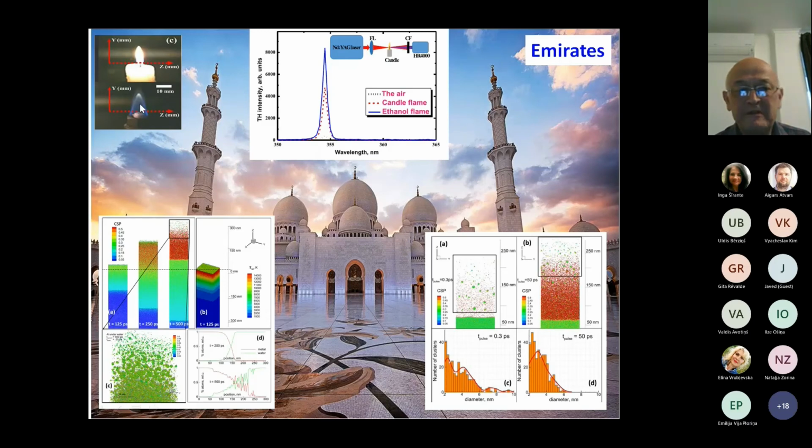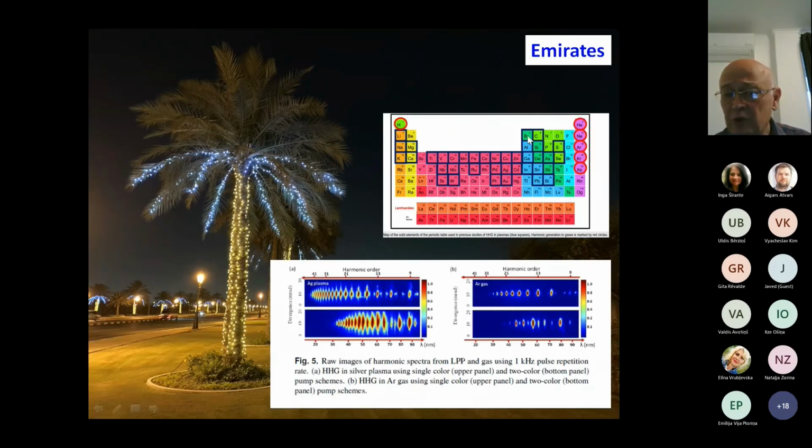or some flames, and theoretical analysis of properties of ablated materials and dynamics of creation of nanoparticles. Finally, I would like to show you the periodic table, where previously only gases were used for high-order harmonic generation. During my activity, I analyzed almost all the solid-state materials of the periodic table, except non-radiative solid-state materials, and some of them demonstrated very efficient high-order harmonic generation.